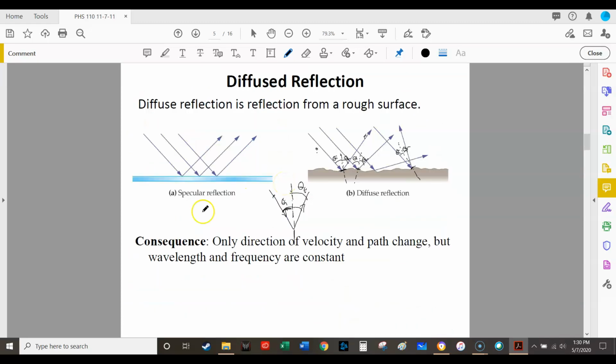So the thing about this is the wavelength of light and frequency are going to be constant. It's just the velocity and path that are changing when stuff is bouncing off due to a reflective surface, either diffused or specular. Okay.